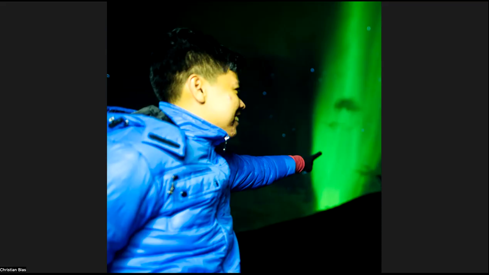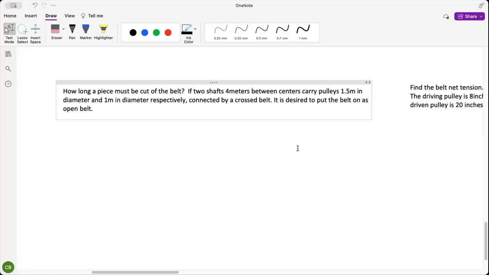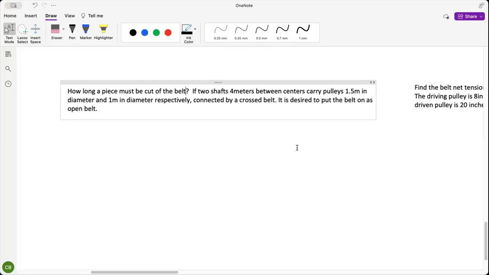Okay, so next we have our problem solving. For the first problem: how long a piece must be cut off the belt if the two shafts, 4 meters between centers, carry pulleys 1.5 meters in diameter and 1 meter in diameter respectively, connected by a cross belt, but it is desired to put on the belt as an open belt. We need to know first the length of the open belt and the length of the cross belt, and then we will have the difference in the length.